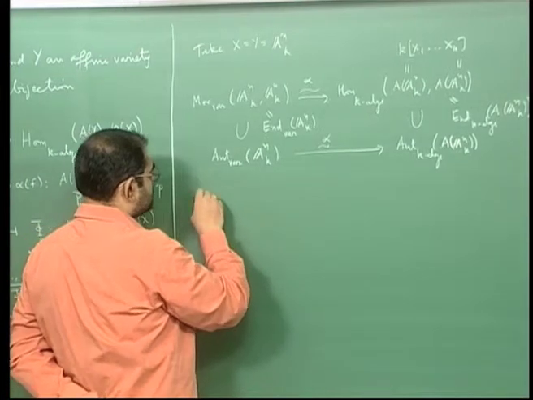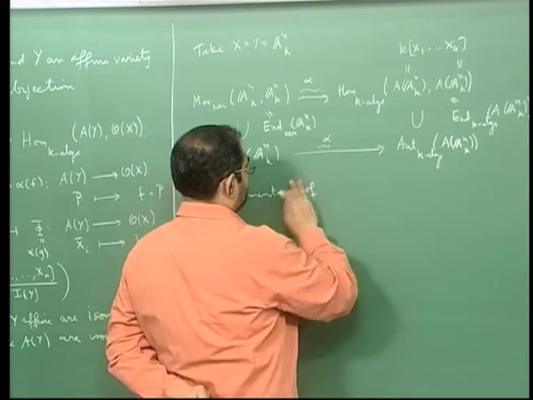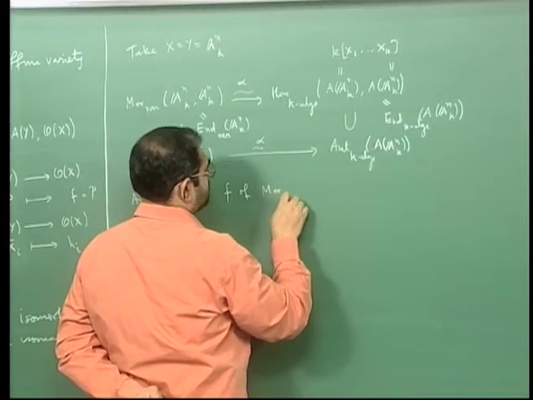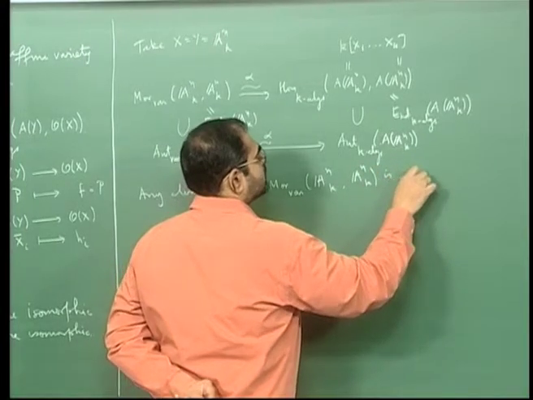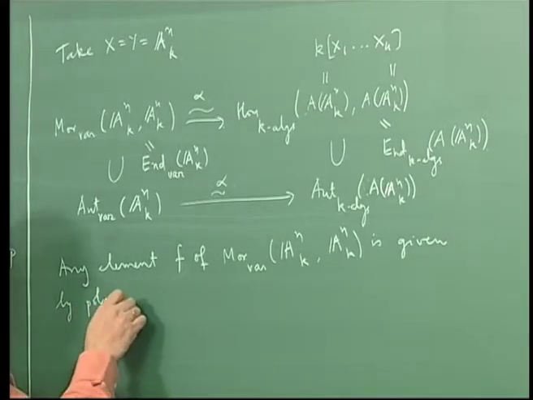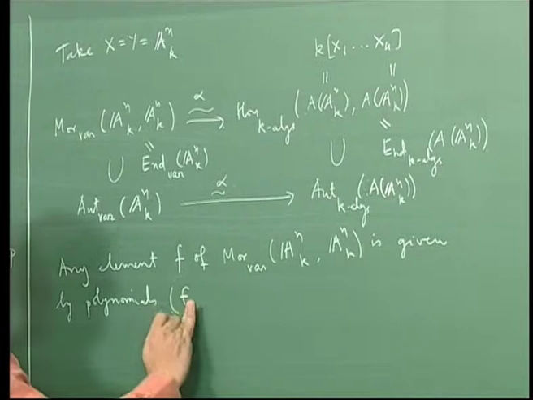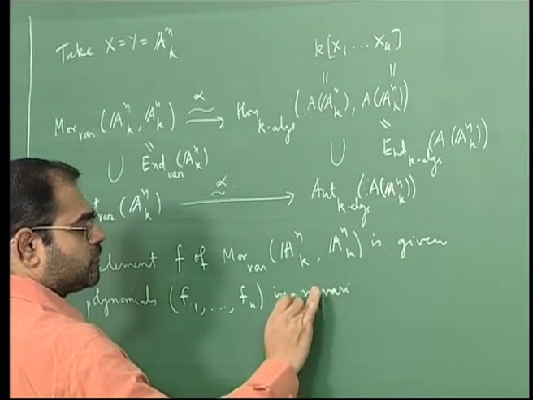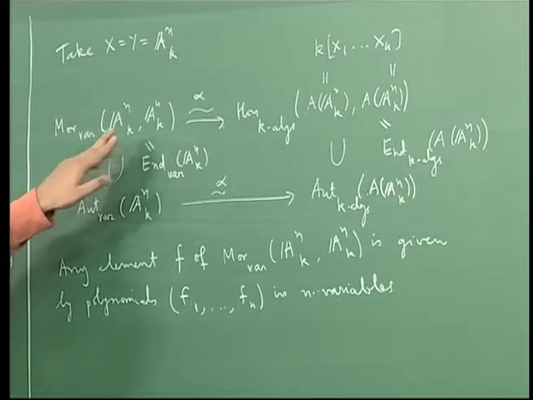Any element f of morphisms of varieties from An to An is given by polynomials f1, etc., fn in n variables. So n polynomials in n variables, that's right, that's just because of this bijection.